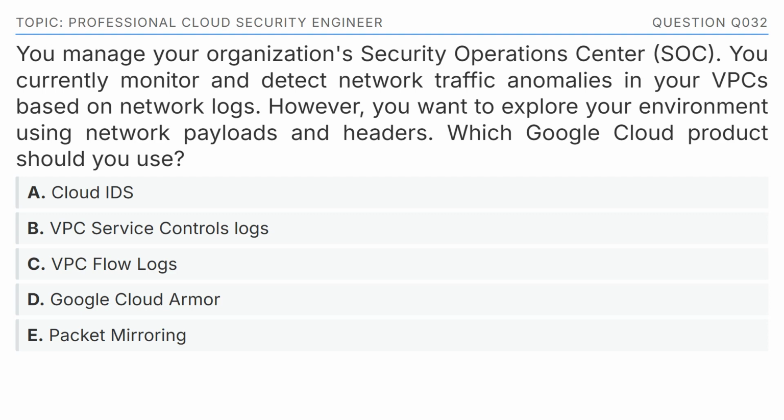The options are: Option A, Cloud IDS. Option B, VPC Service Controls logs. Option C, VPC Flow Logs. Option D, Google Cloud Armor. Option E, Packet Mirroring.